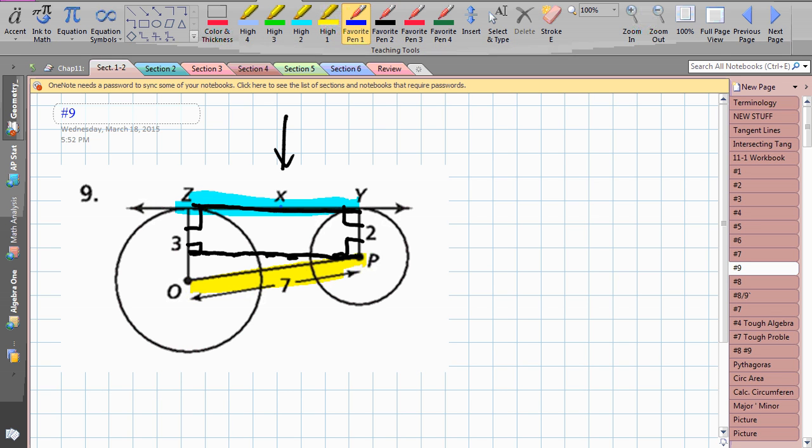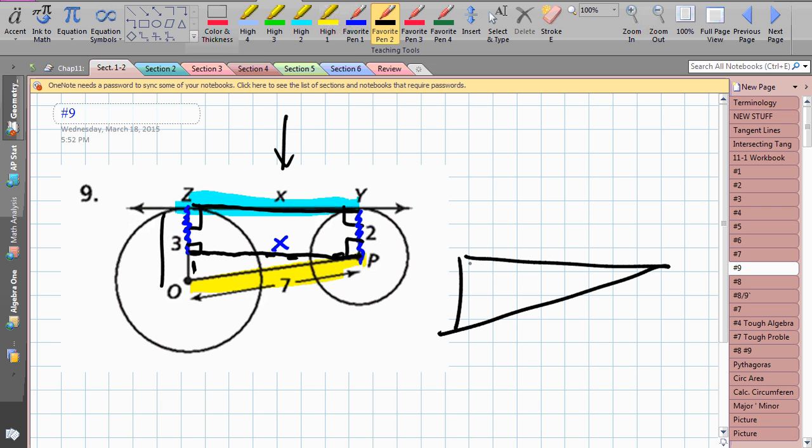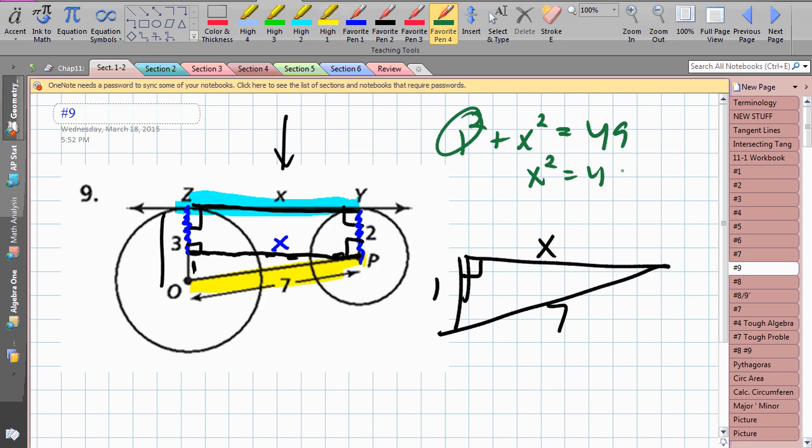So notice if that's x, now that's x. And if this blue line is 2, this blue line is 2, implying that if the whole radius is 3, this side has to be 1. So if I redraw that little sliver of a triangle, this is 1, that's x, that's 7. I can now use Pythagoras. 1 squared plus x squared equals 49. 7 squared is 49. If I square the 1 and bring it to the other side, x squared equals 48, and x is the square root of 48.